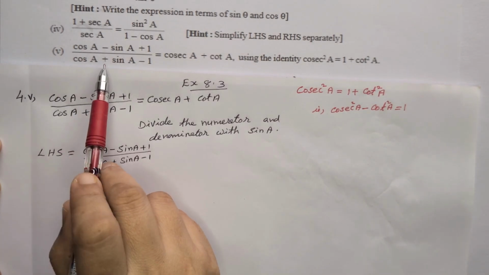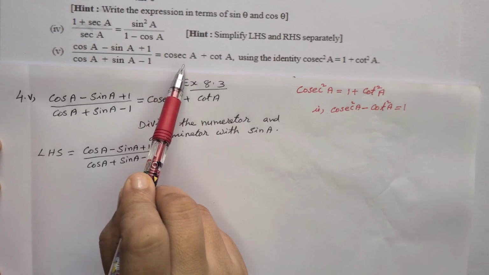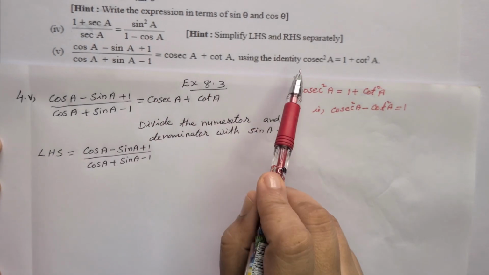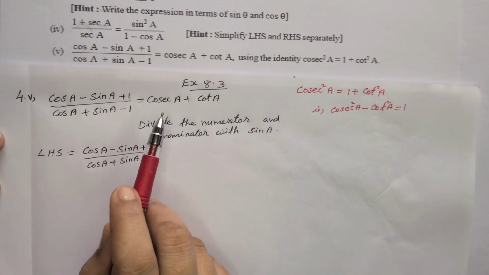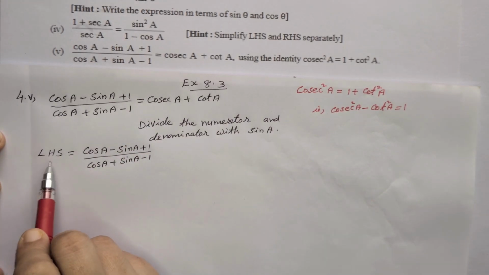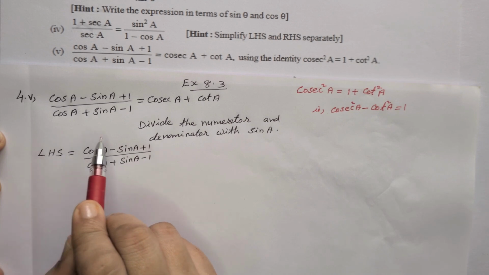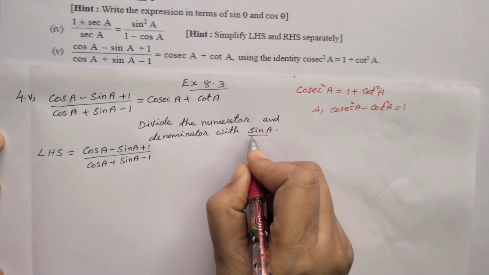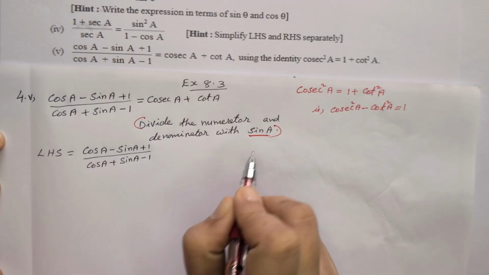Fifth question, cos A minus sin A plus 1 by cos A plus sin A minus 1 is equal to cosec A plus cot A, using the identity cosec square A is equal to 1 plus cot square A. Here also we can start with LHS and divide each term of the numerator and denominator by sin A. Divide the numerator and denominator both by sin A.